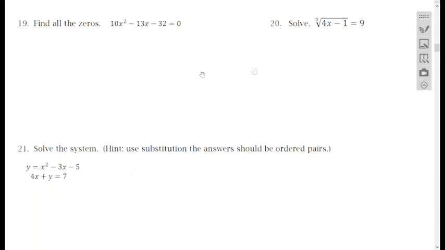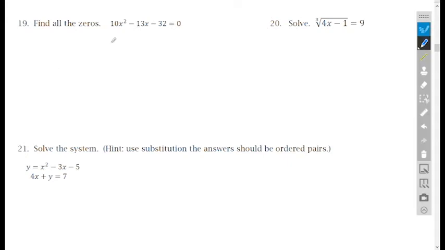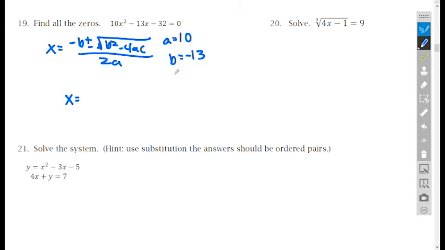Number 19, find all of the zeros. Okay, so the zeros here would be the solutions. And this is a quadratic, so I would probably just want to use the quadratic formula here. So x equals negative b plus or minus the square root of b squared minus 4 times a times c, all over 2a. So a is 10, b is negative 13, c is negative 32.